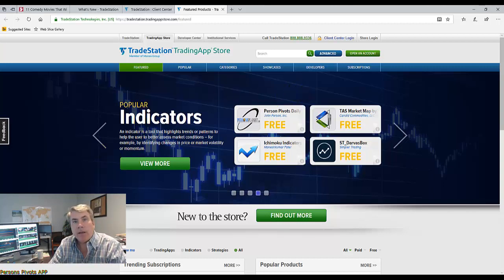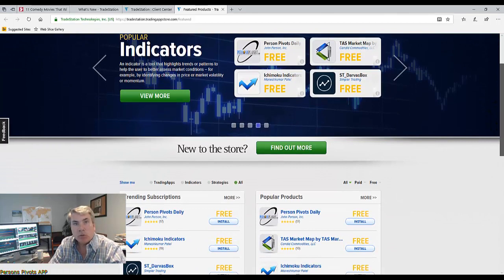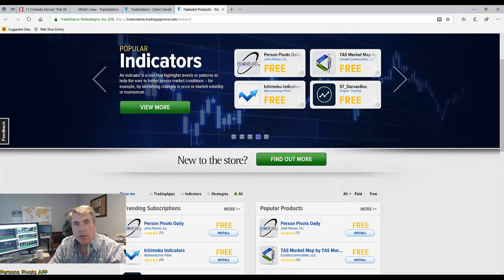If you're in the trading app store, you will notice usually at the very top, demonstrating some of the free popular indicators, you'll see this one right here. It's Persons Pivots Daily. It's a free tool. There's a lot to it. In fact, it's fairly popular. It's one of the most popular products on the trading app store, as well as our full indicator package.